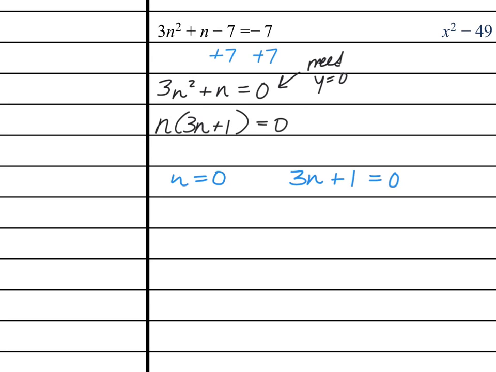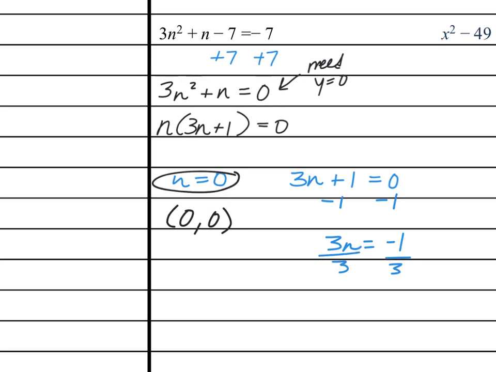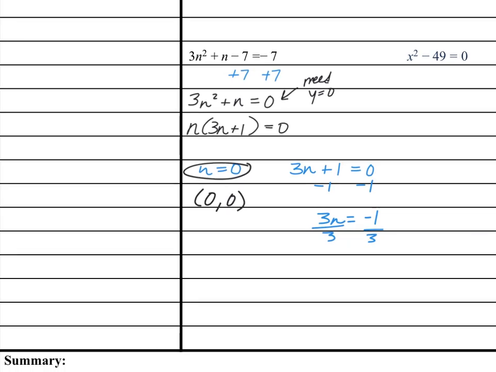So this one's already done. That was easy. So one of your x-intercepts is at 0, 0. You have to solve the other equation. Leave your answer as a fraction, please. Don't give me a decimal. You get -1/3. So -1/3, 0.